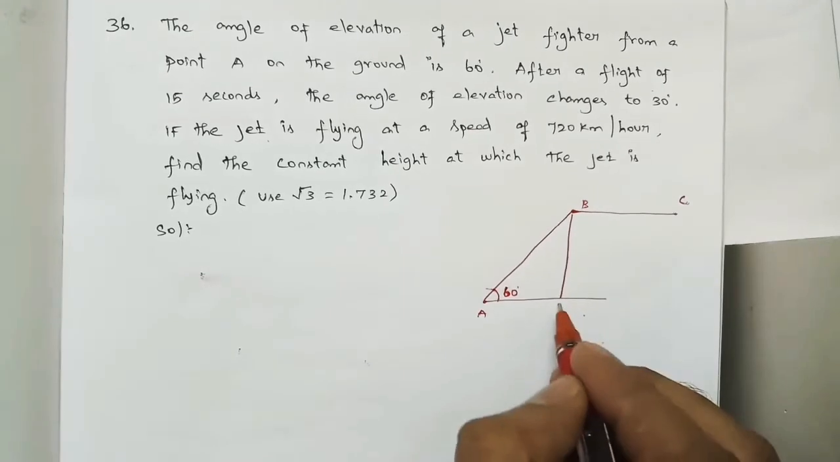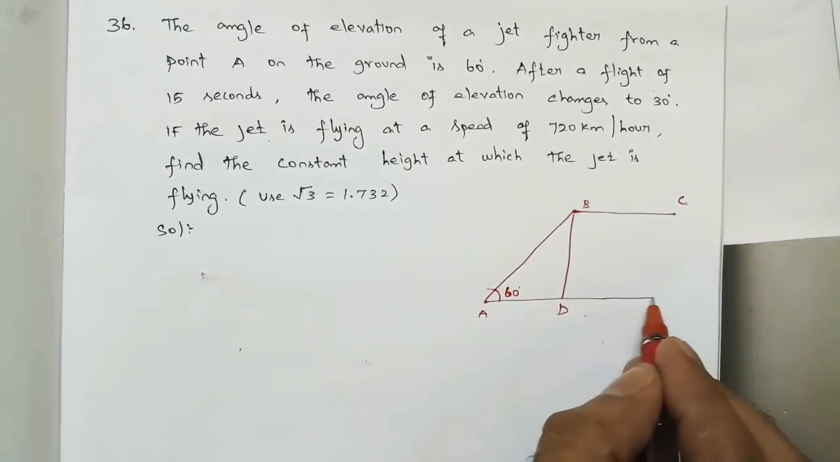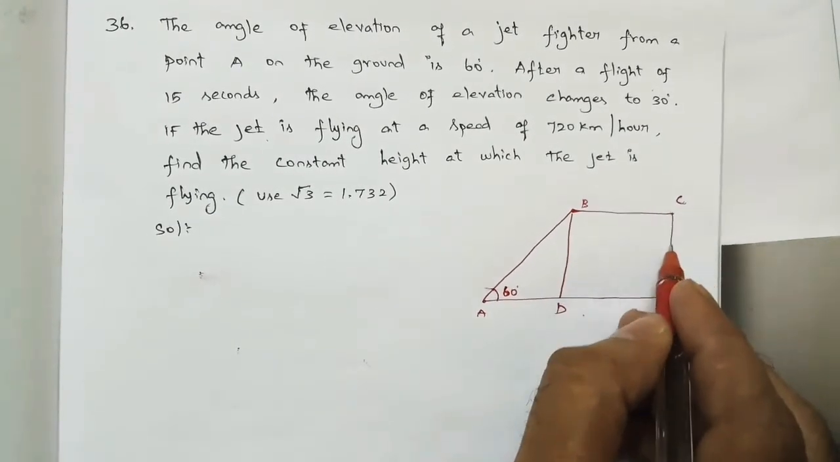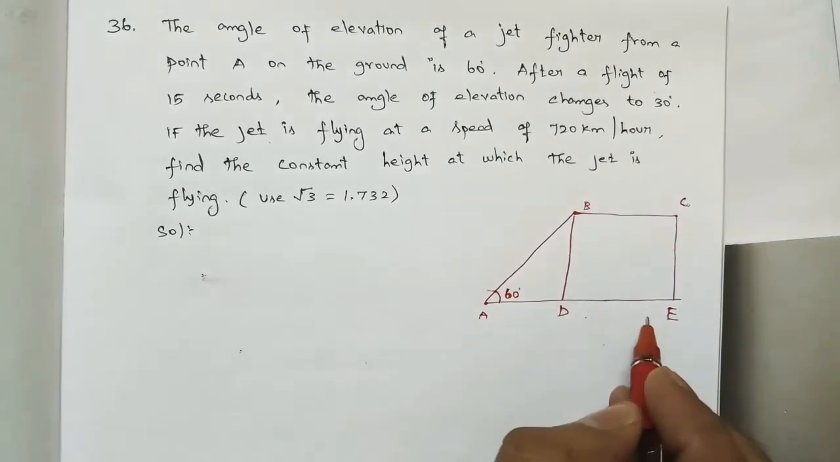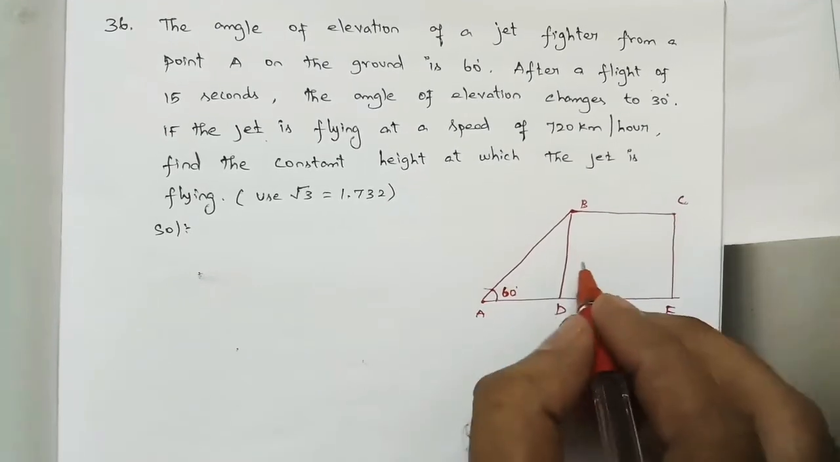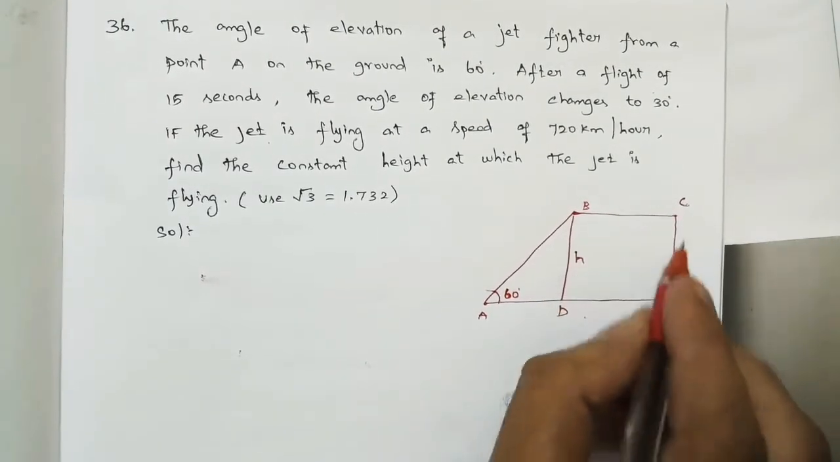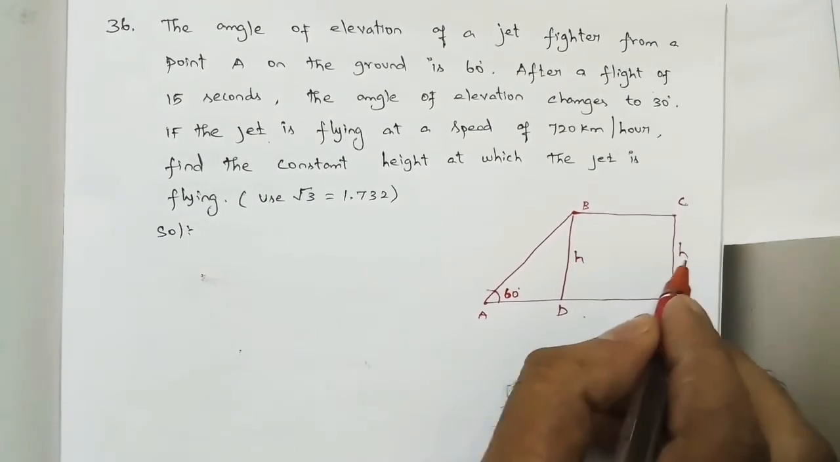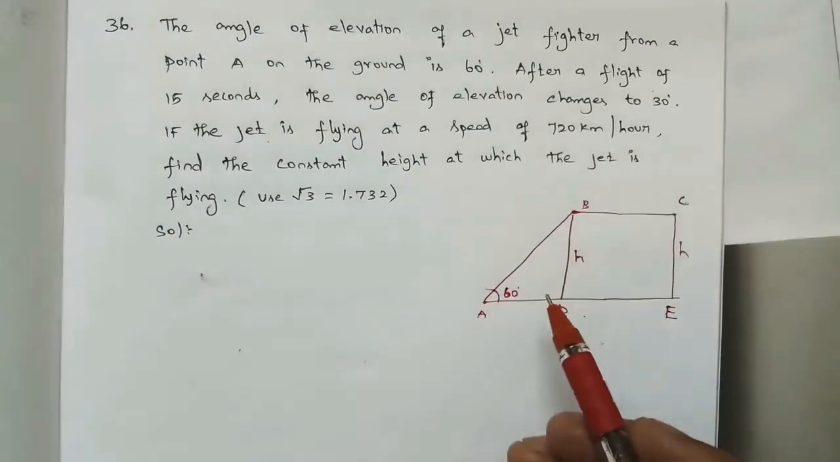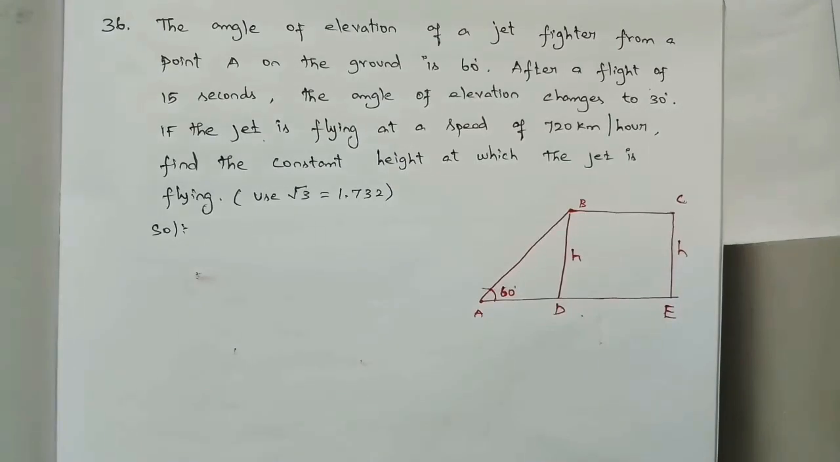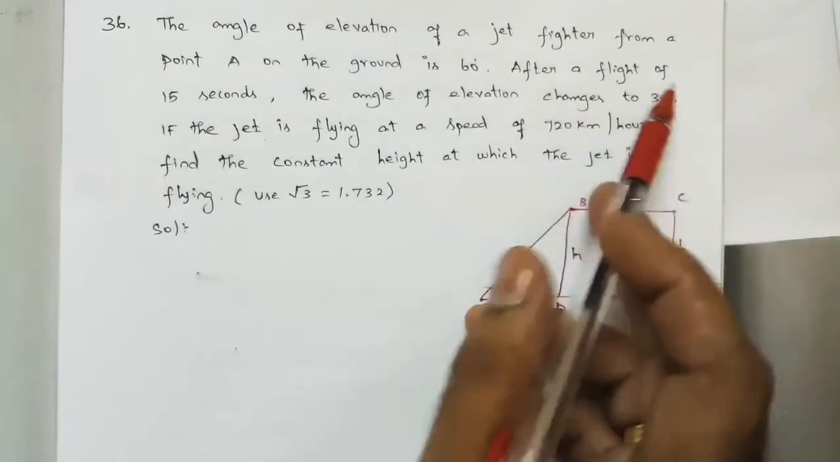So the height BD and the height CE should both be the same. I'm taking BD equal to h and CE is also h. Why am I just taking h? Because they didn't give the height of the jet fighter after a flight of 15 seconds.